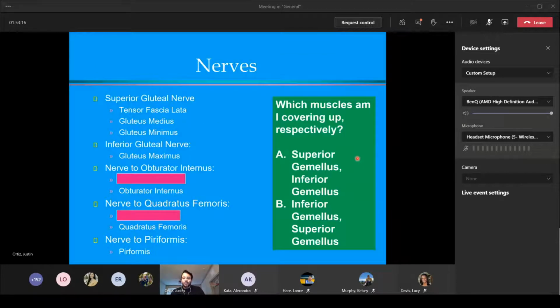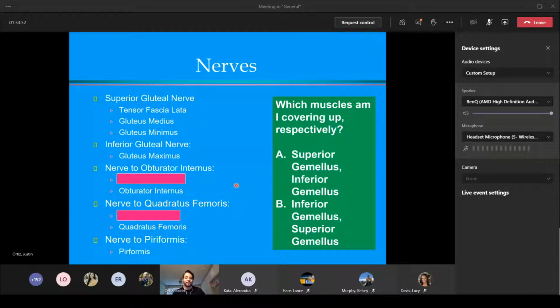So I put this little chart just to help you remember which muscles I'm covering up respectively. For example, we know the nerve to obturator internus is going to supply the obturator internus, and the nerve to quadratus femoris is going to supply the quadratus femoris. But what are the other muscles that they supply? Is it going to be superior gemellus, inferior gemellus, or inferior gemellus, superior gemellus? Is it A or B? I just put this in here so you don't get confused between which muscles are getting which.